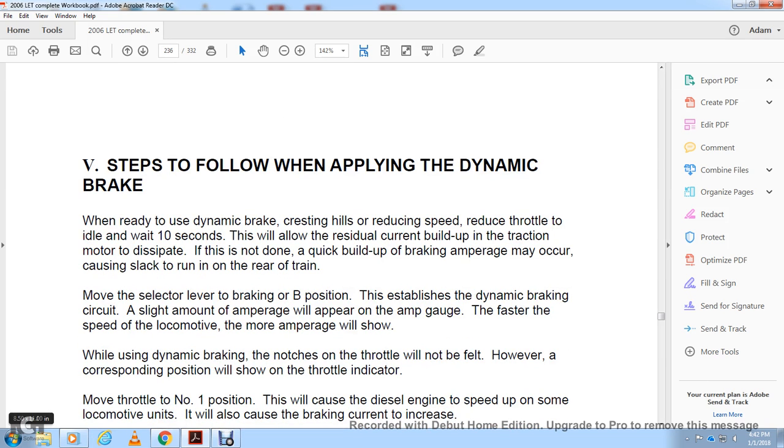Move the selector to the braking or B position, establishing the dynamic braking circuit, with a slight amount of amperage showing on the amp gauge. The faster the speed of the locomotive, the more amperage will show. While using the dynamic brake, the notches on the throttle will not be felt. However, a corresponding position will show on the throttle indicator.